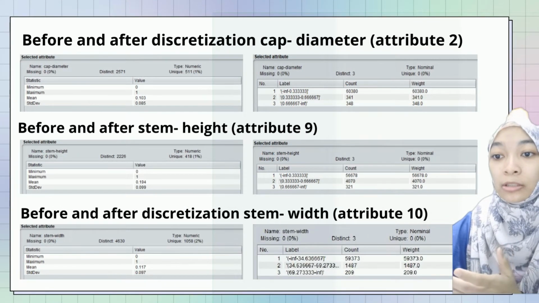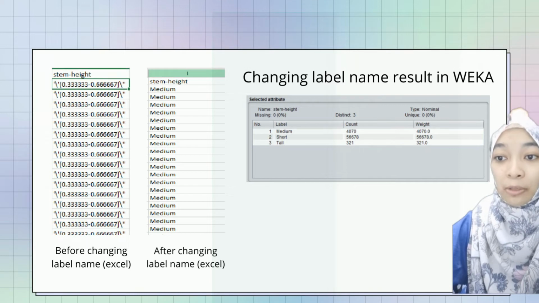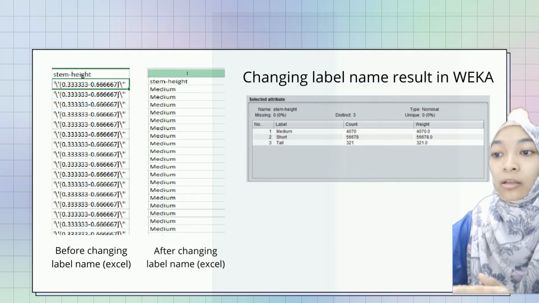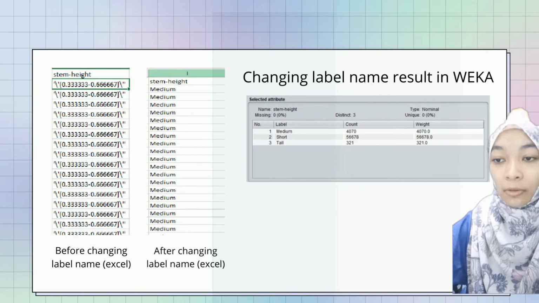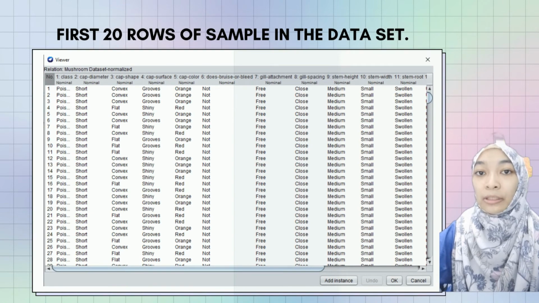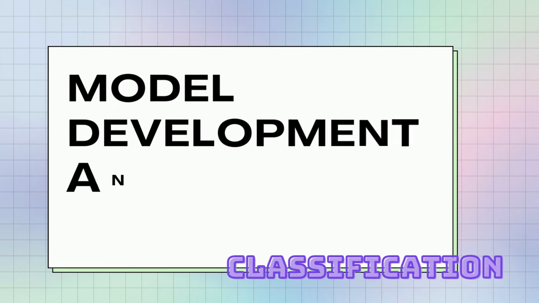For changing label names, we decided to do it manually. So these are before changing label names. After changing label names manually in Excel and then using the data in Weka, the labels will become short, medium and tall. And then lastly, this is the first 20 rows of sample in the dataset.